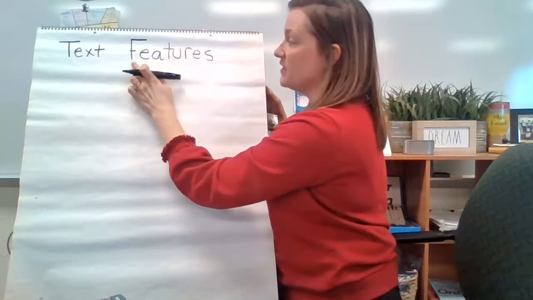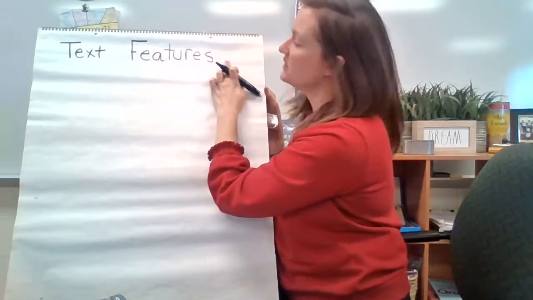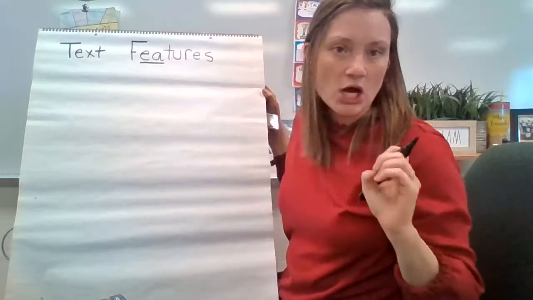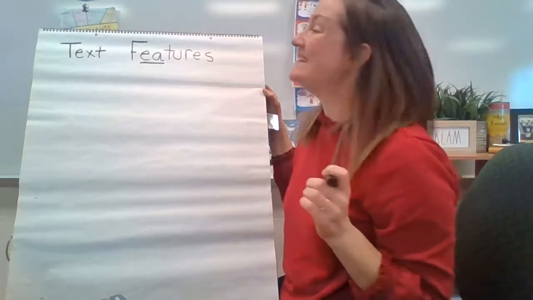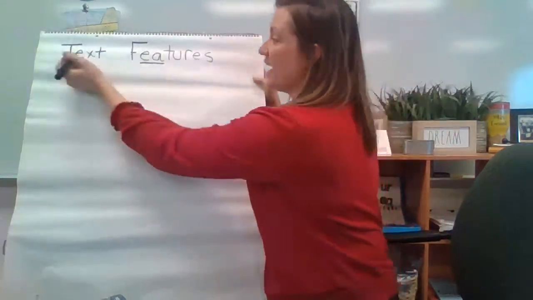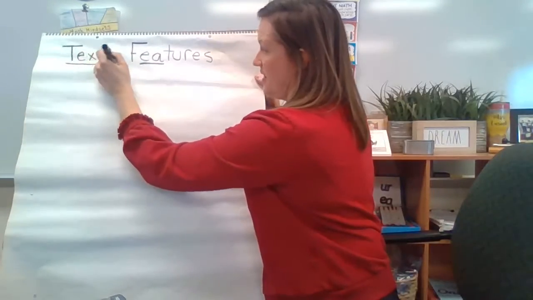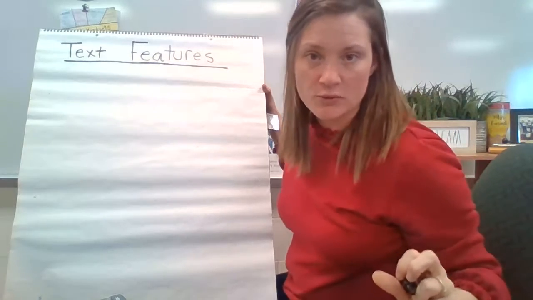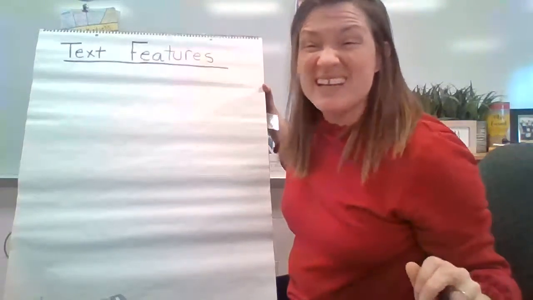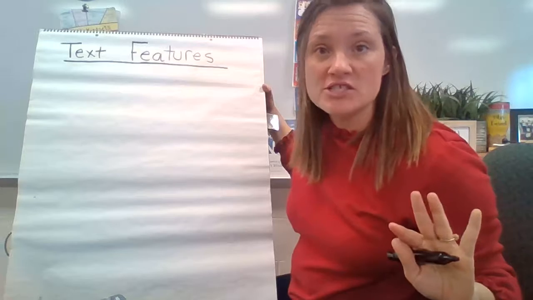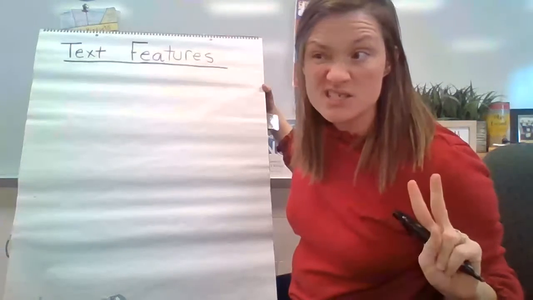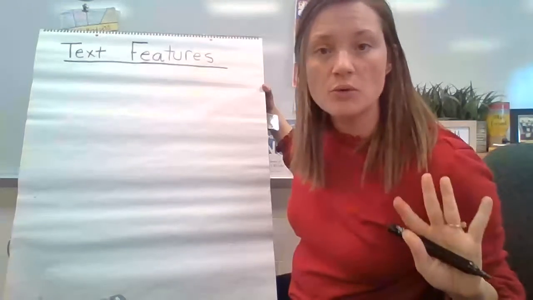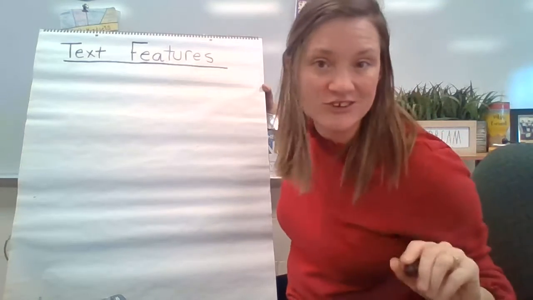All right, so this word says features. Sometimes there's an E and an A together. It makes a long E sound. So it sounds like features, text features. And that is what we're going to learn more about over the next few weeks. By the end of January, you are going to be able to name, describe, and use text features in your reading for the rest of your life.